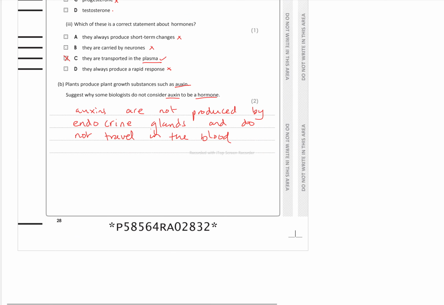Yeah, I think that's it. Oh, one more thing that they've said is auxins have a different effect on the roots and shoots. Right, that should do it. That's that done.